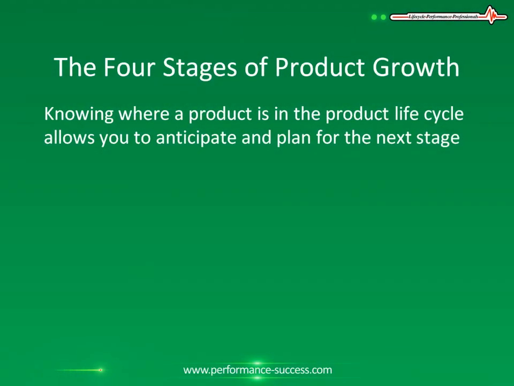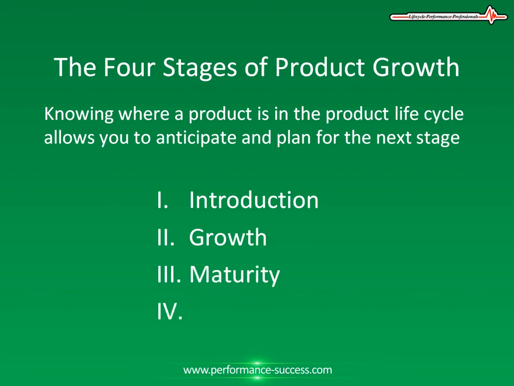The four stages of product growth. The growth pattern for many products follows an S-shaped curve from an introduction stage through growth, then reaching maturity and eventually declining when the product is being replaced with substitutes. From the introduction to the withdrawal of a product, customer, demand, marketing, competition, and resource factors generally follow a pattern that is driven by the product lifecycle. Knowing where a product is in the product life cycle allows you to anticipate and plan for the next stage.